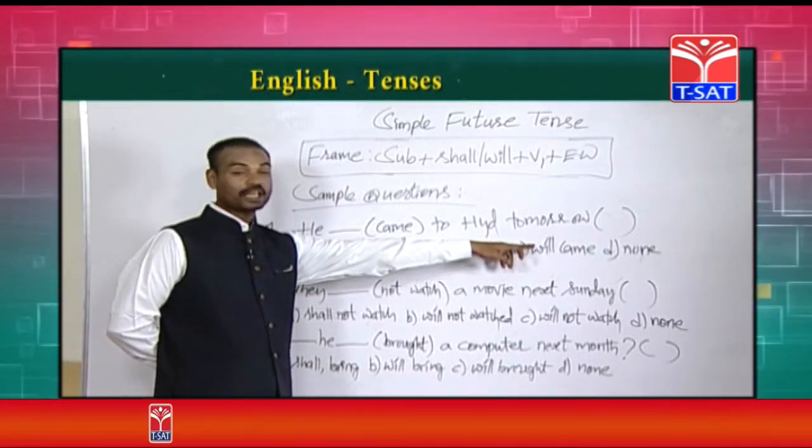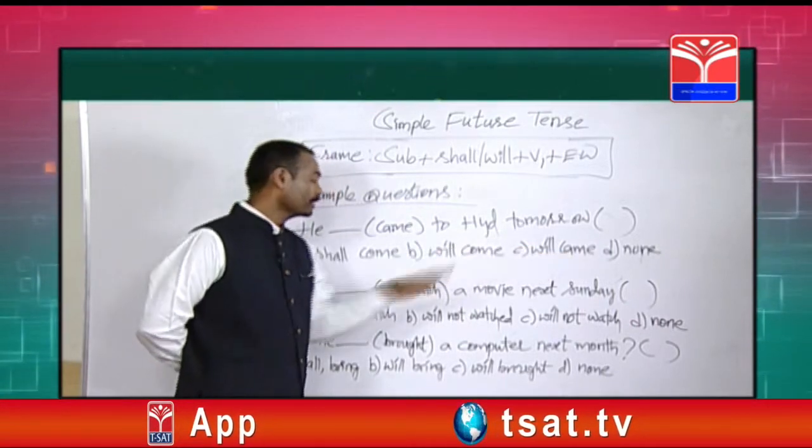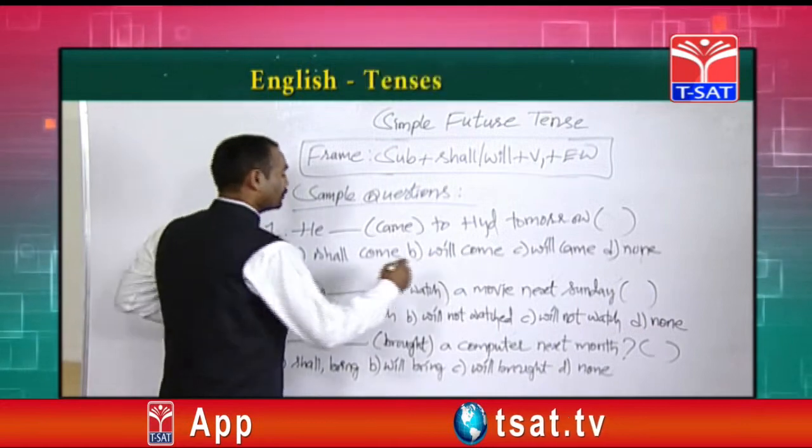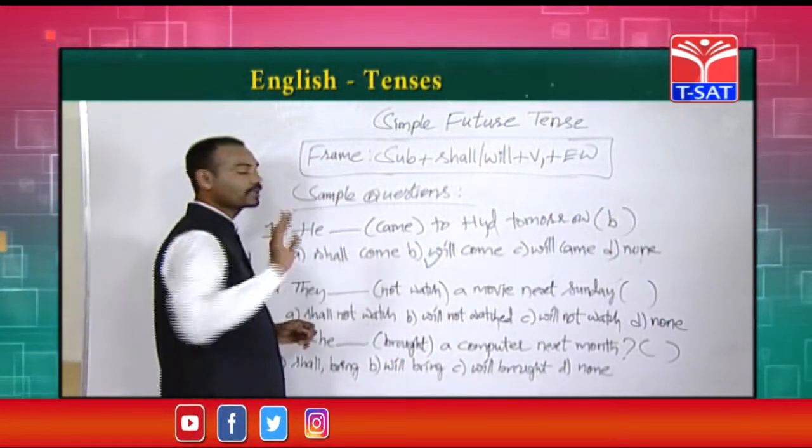What about that? "Will came." Wrong. This is right, but this is wrong. We should not use the second form. So here the answer is B. "Will come" is the answer. B is the answer, will come.